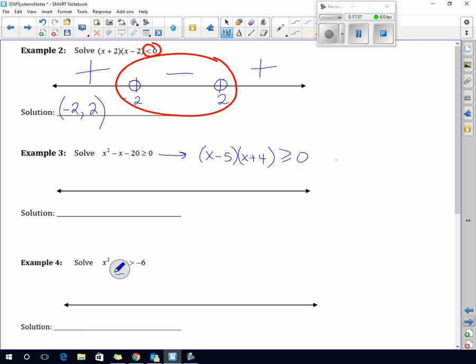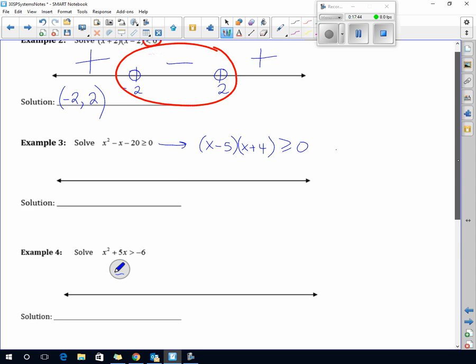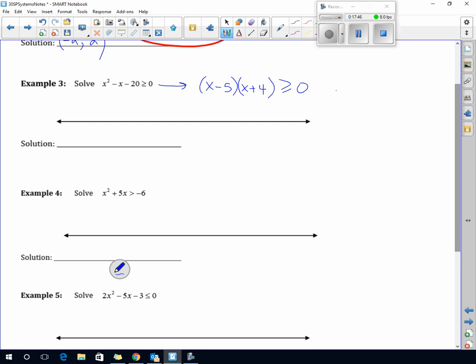Okay, so do we put a point filled in or not filled in? Filled in. Why is it filled in? Because it has the equal sign, yes. Okay, and where do I put numbers? Not 4, negative 4 and positive 5. And I put a point on there filled in.